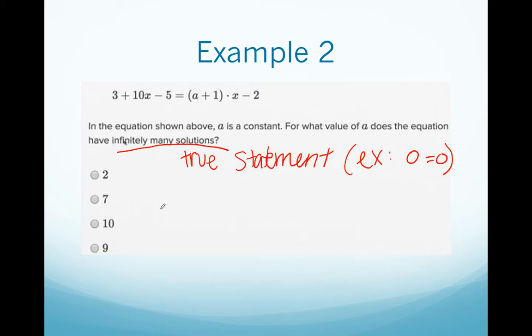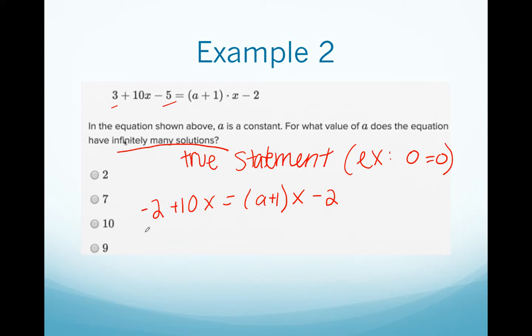So again, for example, that would be 0 equals 0. So in order to see how we can make it a true statement, we can go ahead and simplify or clean up what's here a little bit. On the left-hand side, I can combine this 3 with the negative 5 since those are like terms. So 3 minus 5 is going to give us negative 2. And then we've got that plus 10x. And then on the right-hand side, this x would be distributed to the parentheses, but I'm not really going to do anything with that right now because I'm going to just think of a plus 1 as just some number times x, and then we've got a minus 2.